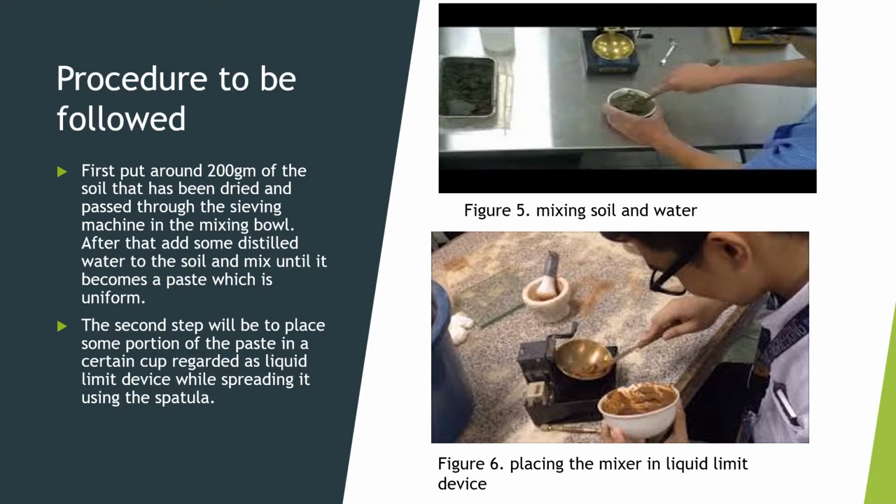The second step will be to place some portion of the paste in a certain cup regarded as the liquid limit device while spreading it using the spatula. As you can see in figure 6, how he is placing the mixture in the liquid limit device using the grooving tool.